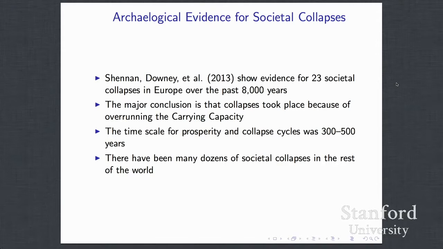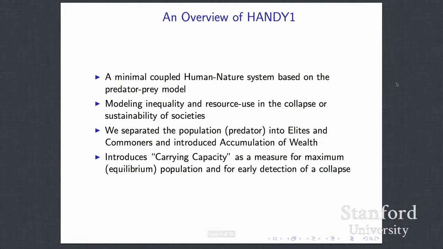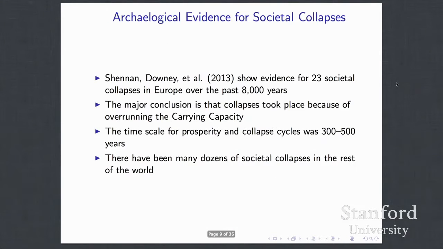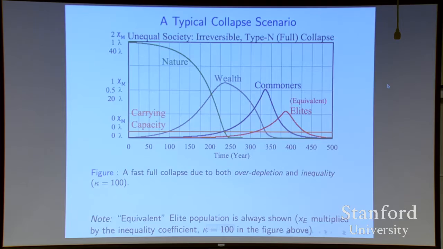Another interesting result from wavelet analysis of their data is that the time scale for prosperity and collapse, these cycles of the societies, was about 300 to 500 years, which happens to match the results we get from HANDY. And then, with this, I'm just going to go right into a typical collapse scenario from HANDY.